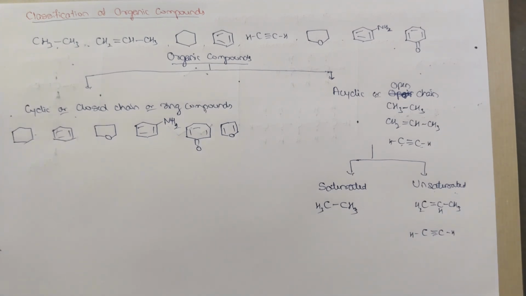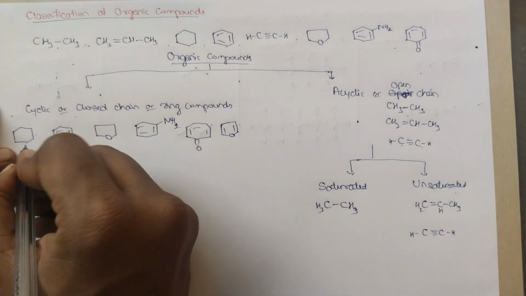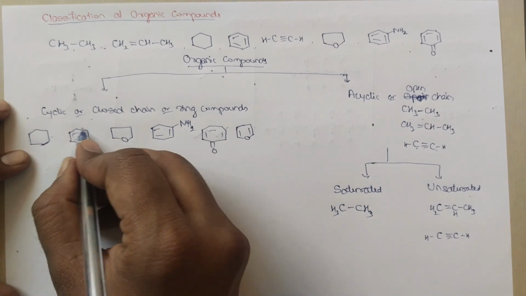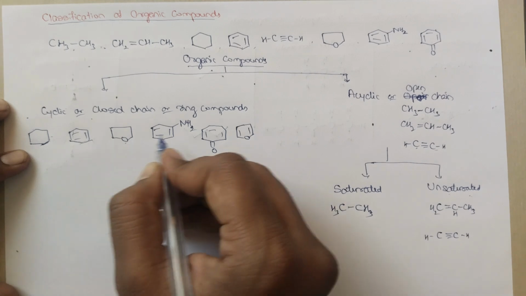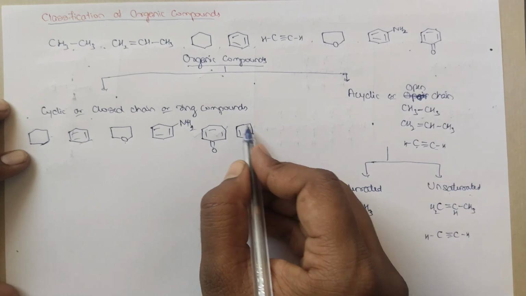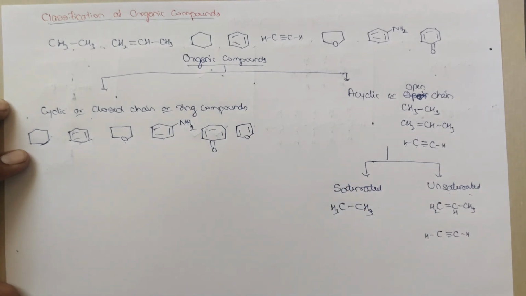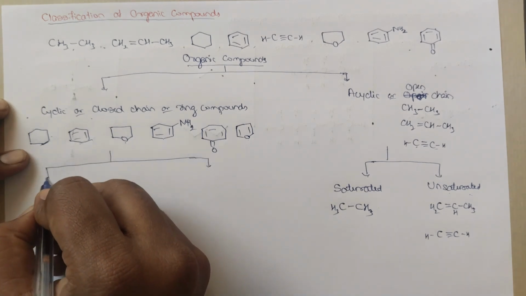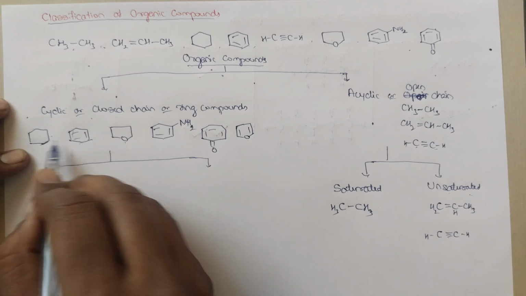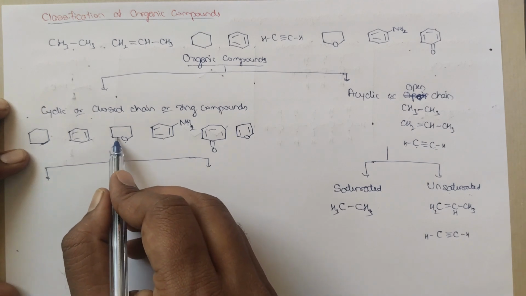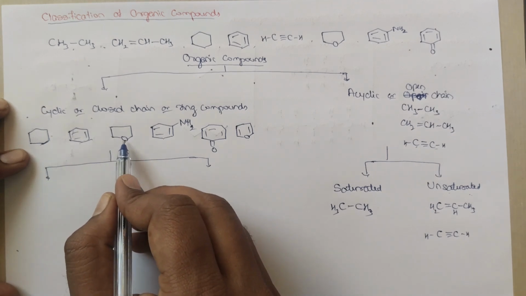Then these are the closed structures or cyclic structures. How can you classify these? See, here there are 6 carbon atoms, here also 6 carbon atoms, here 4 carbon atoms and 1 oxygen, here also 6 atoms in the ring, 7 in the ring, and 4 carbons and 1 oxygen in the ring. How can we classify these? Just look at these three. All the atoms are carbons in the ring, but here the oxygen is there in the place of carbon.